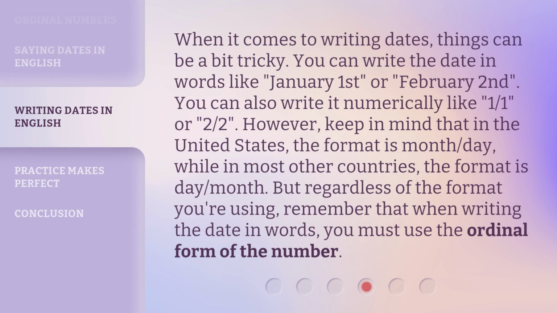When it comes to writing dates, things can be a bit tricky. You can write the date in words like January 1st or February 2nd. You can also write it numerically like 1/1 or 2/2. However, keep in mind that in the United States, the format is month per day, while in most other countries, the format is day per month. But regardless of the format you're using, remember that when writing the date in words, you must use the ordinal form of the number.